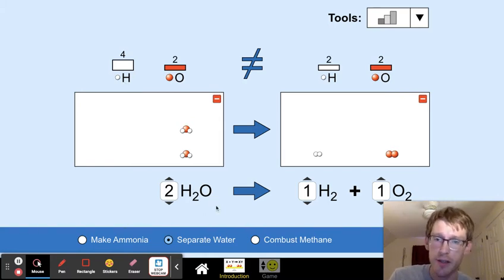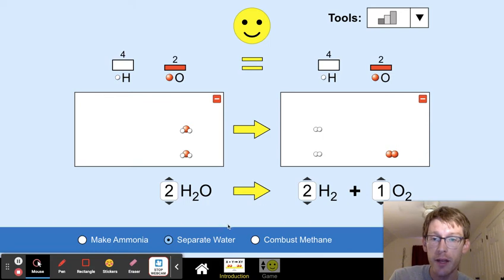Again, I can't change that subscript, because if I changed it from H2O to H2O2, I'd be changing it from water, which you can drink, to hydrogen peroxide, which you use as a disinfectant. So H2O I've changed to 2 H2Os. I now have 4 hydrogens on the left, and so I can double the hydrogens on the right, and now we have balanced this chemical equation.